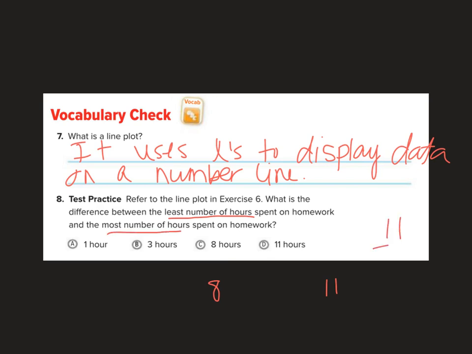So I would need to take 11 minus 8, right? And so that would get me 3 hours. That would be the difference between the most number of hours spent working on homework and the least number of hours spent working on homework.